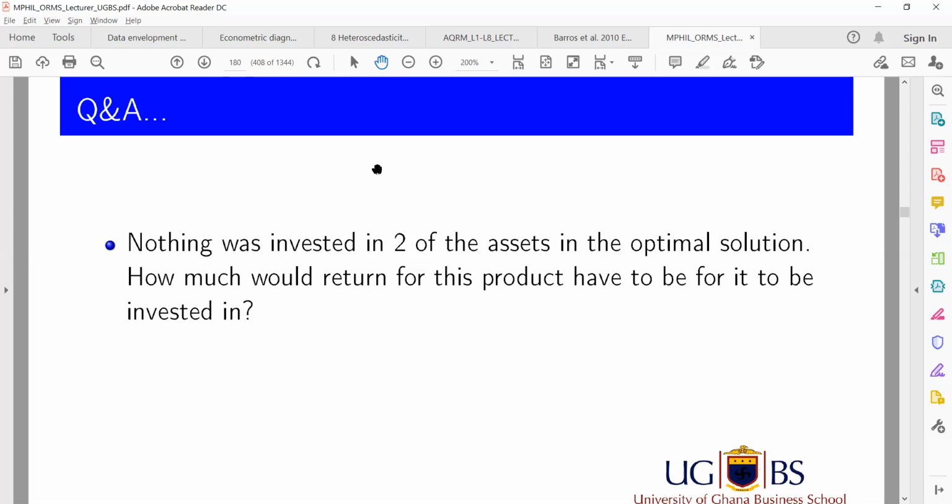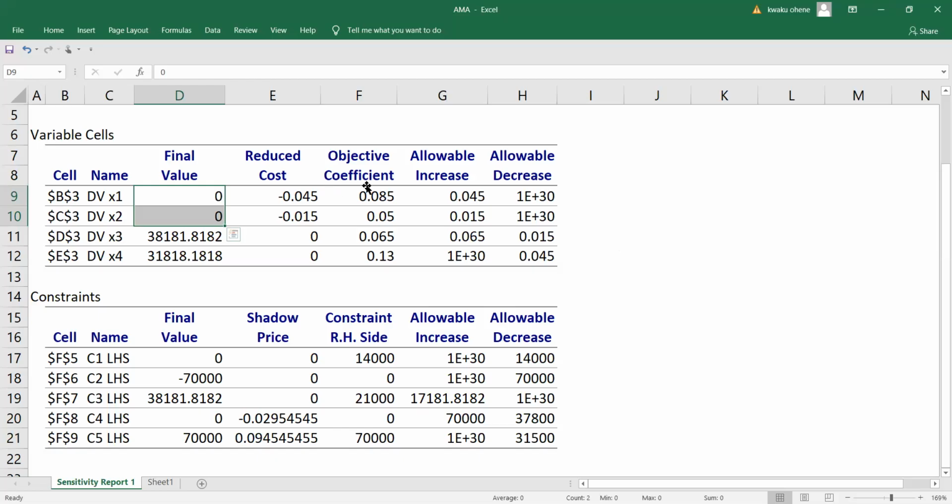Why? Well, partly the reason is this. Let's go to the Excel. The reason AMA did not invest in them is because of the coefficients. According to the coefficients, there is an 8.5% interest rate and a 5% interest rate on them, and this interest rate wasn't that much to invest in those ones, given their value. And so that is why he didn't do that.